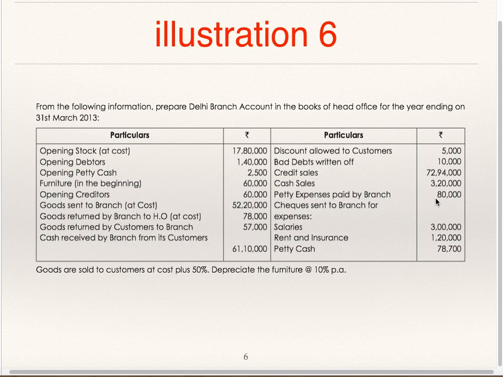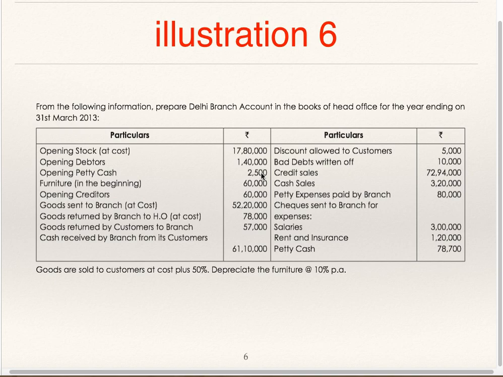Petty expenses paid by the branch. The branch has paid petty expenses of 80,000. This will not appear in the branch account. The branch account will show only opening petty cash, closing petty cash, and the amount sent for petty expenses. Cheques sent to branch for expenses, salaries, rent, insurance, and petty cash, all these three are to be debited to the branch account. You are supposed to prepare a petty cash account.